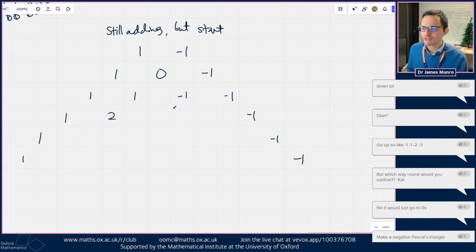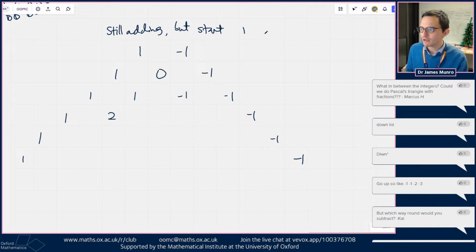Yeah, how do you know which way to subtract? Anyway, so start with 1 and minus 1. I'm going to keep doing this one. These numbers, I hope you agree, if I'm doing this right, these numbers are different.